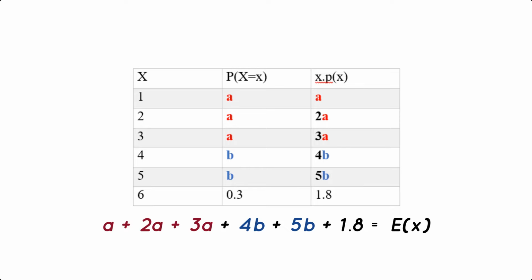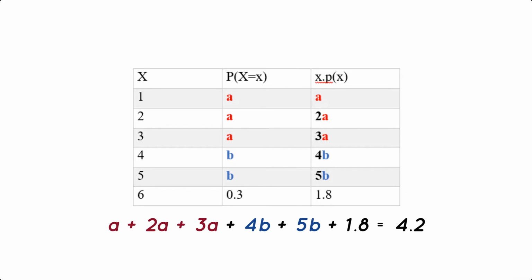Now we're told that the expected value is equal to 4.2. So that simply implies that a plus 2a plus 3a plus 4b plus 5b plus 1.8 must be equal to 4.2.